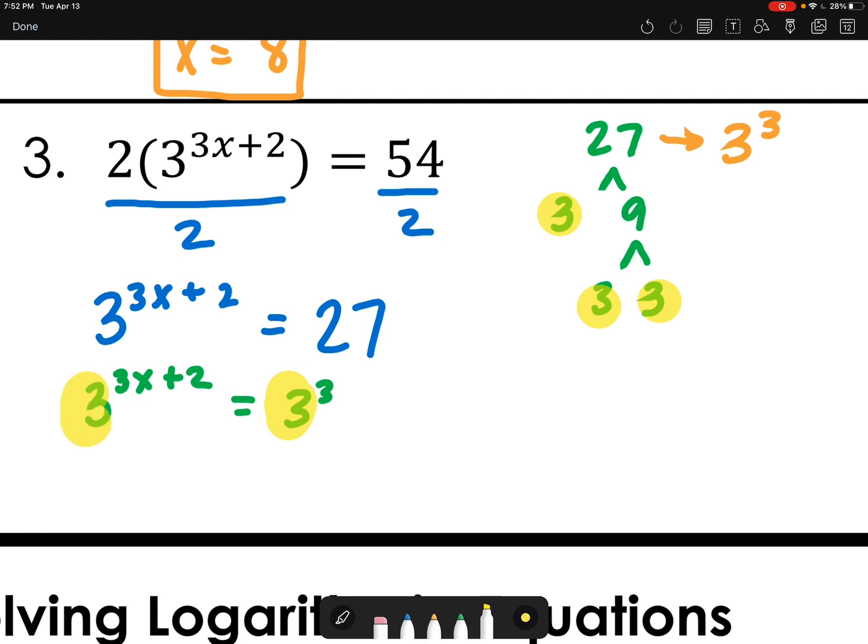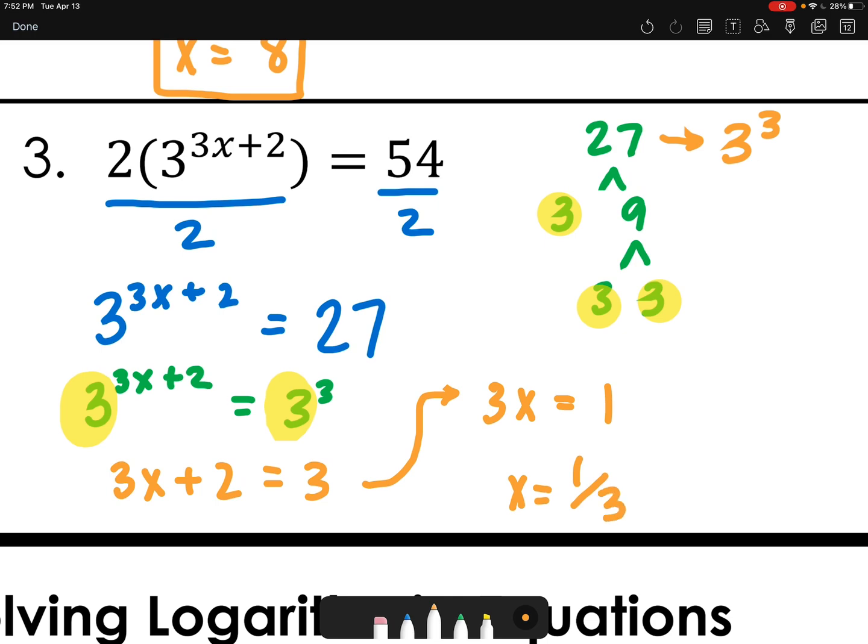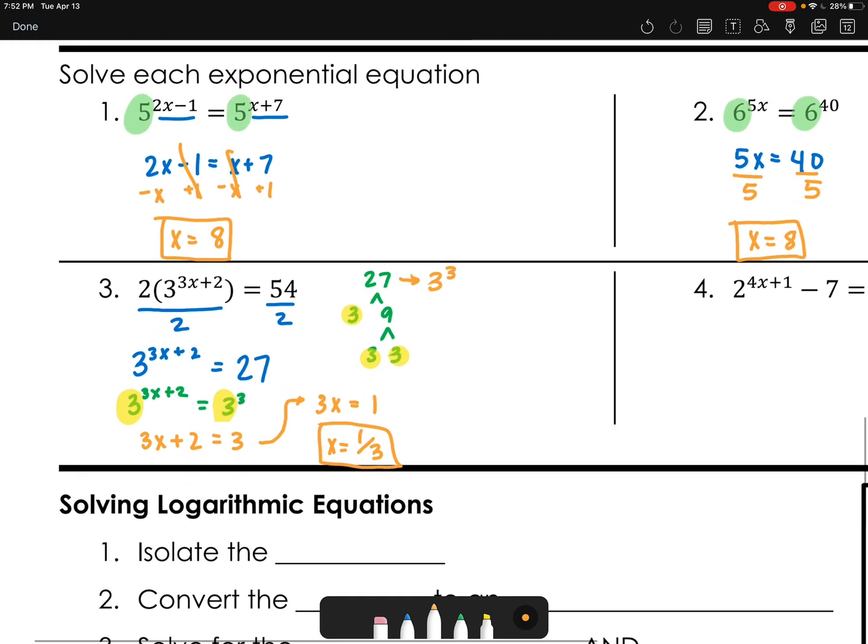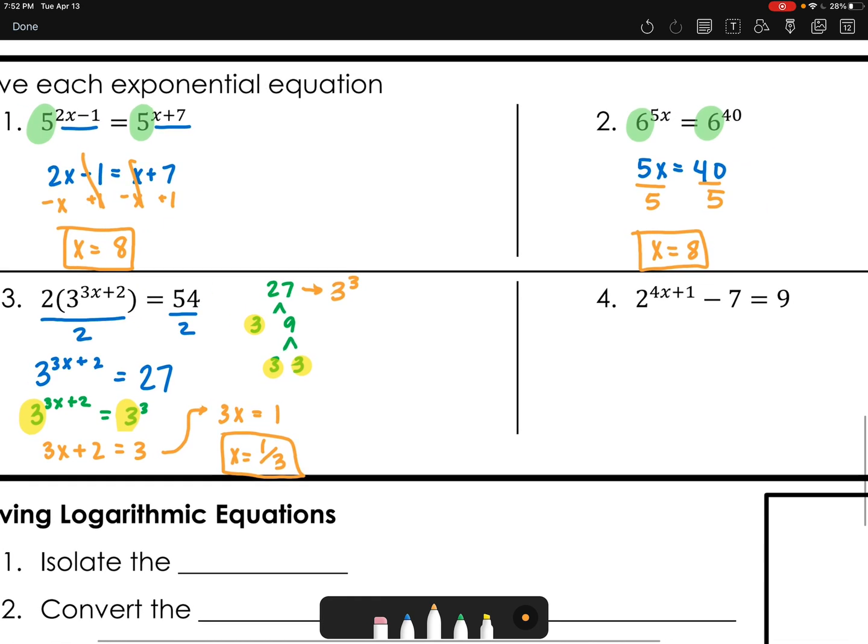Now that their bases match, I can set their exponents equal to each other and say 3x plus 2 equals 3. I'm going to move over here, and I would end up with 3x equals 1, x equals 1/3. The important thing is like bases here. Use number 3 as a guide and try to do number 4 on your own.